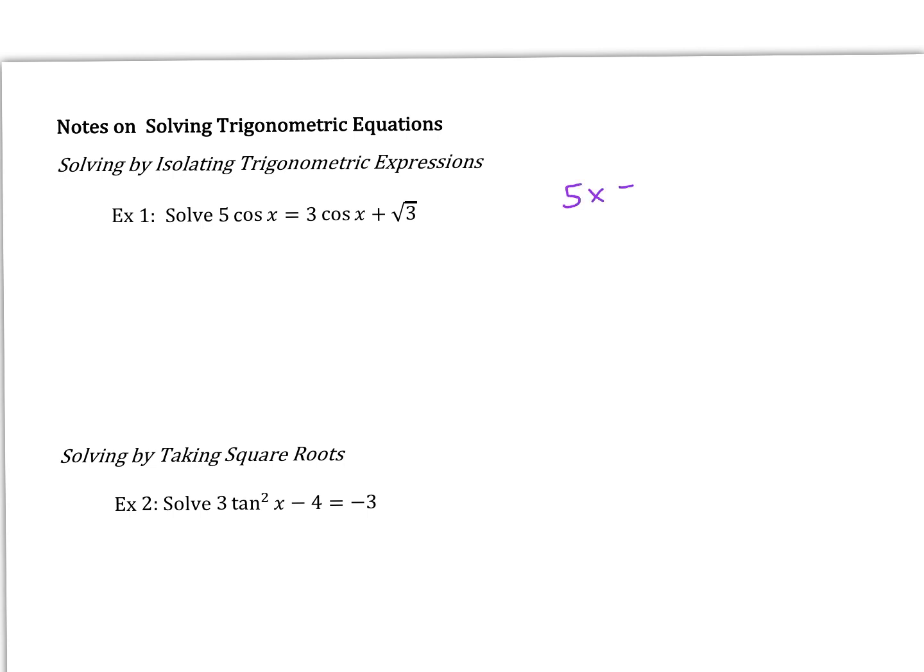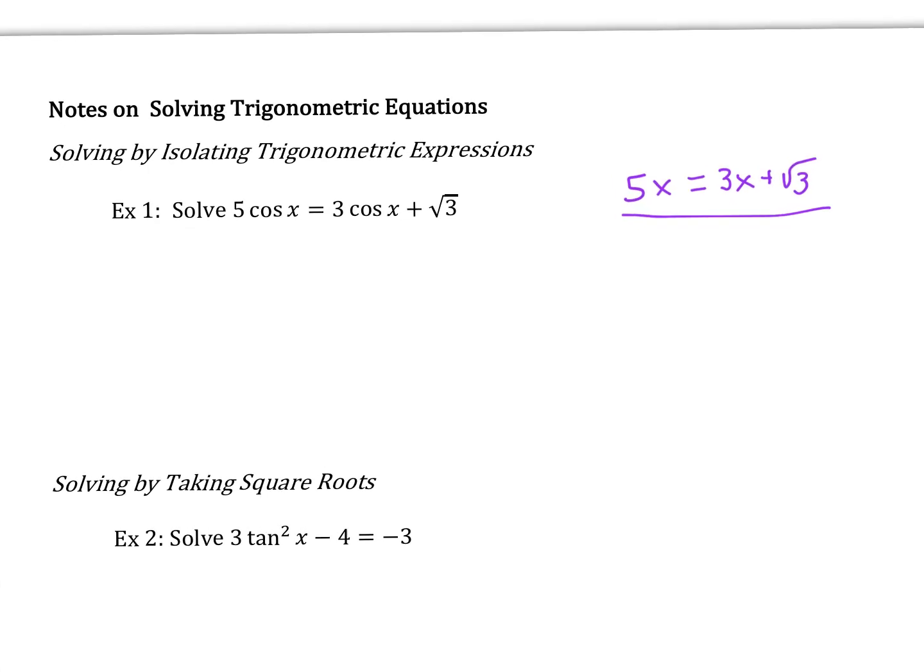So 5x is equal to 3x plus the square root of 3. You don't necessarily need to write that down, but I just rewrote that equation so that it doesn't have the cosines in it. I think looking at this equation, it's a little bit clearer to figure out what you're going to have to do. So if you need to, take that extra step of writing it out and solving without the trig function in there, and then go back and put the trig function back in.